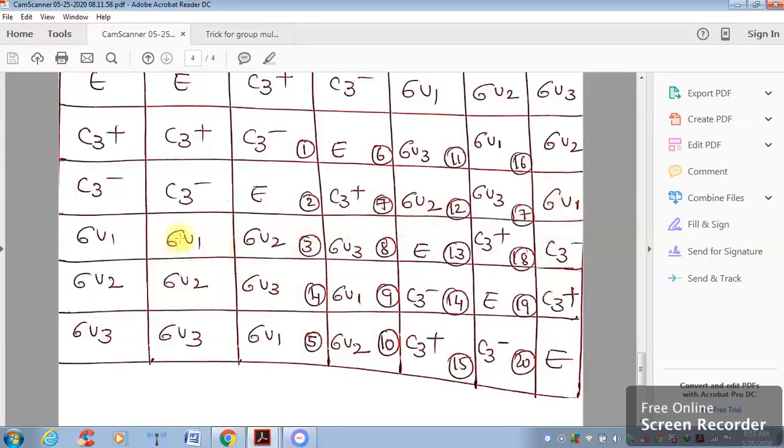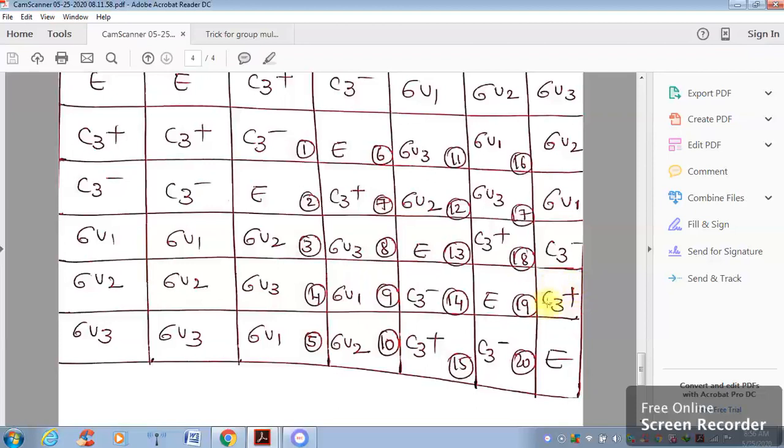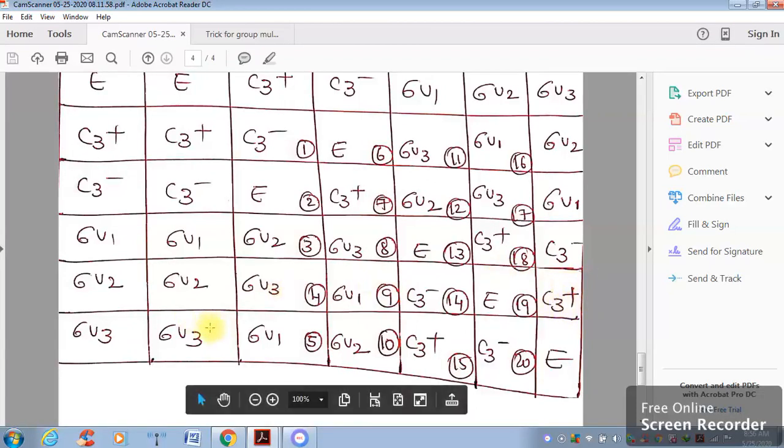Okay. Next, here we have sigma V1, sigma V2, sigma V3, E, C3 plus. The remaining symmetry element is C3 minus. I will write C3 minus here. Next one, here we have sigma V2, sigma V3, sigma V1, C3 minus, E. The remaining symmetry element is C3 plus. I will write that here. Next, we have sigma V3, sigma V1, sigma V2, C3 plus, C3 minus. The remaining symmetry element is E. I will write E here.